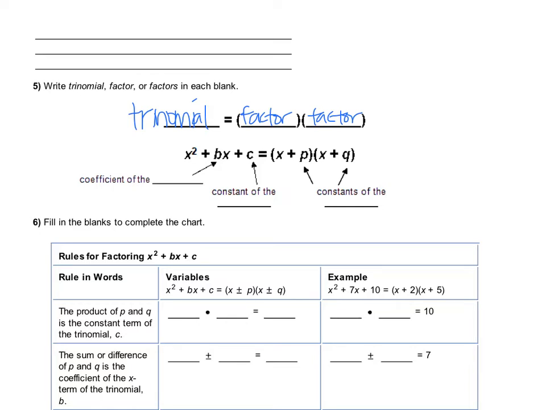Now, this next part has all these letters in it. Again, we're just talking about what these letters mean so that we can actually get to the idea of factoring. I'm going to show you how to do that in a minute. So this arrow here is pointing to B, and B is known as the coefficient of the x term. C is known as the constant of the trinomial. And P and Q are known as the constants of the factors. Again, this is just vocabulary stuff.